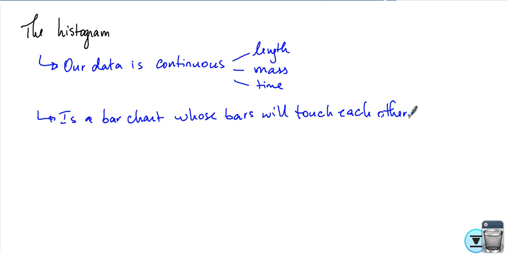So the difference between the bar graph and this one is that in the bar graph we had discrete data, the bars were separate from each other. This time the data is continuous, so the bars have to touch each other.